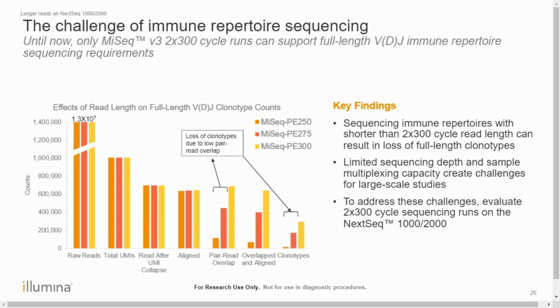This chart here shows why this is. You can see different metrics from sequencing the VDJ region on a MiSeq at different read lengths, including 2x250, 2x275, and 2x300. Due to the length of the region and the need for overlapped and aligned reads, anything shorter than 2x300 results in a loss of clonotypes detected. However, the lack of output and lower quality at the end of the read on a MiSeq really limited the depth and scale of what you could accomplish with an immune repertoire study. This is precisely what we were trying to address by bringing these new flow cells to the NextSeq.